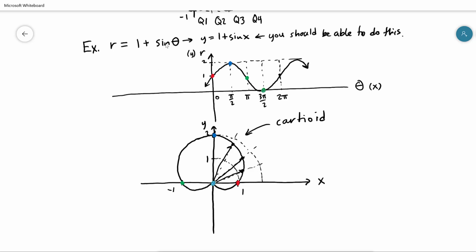If I just changed this thing to a cosine right here, I'd get the same shape, but instead of being oriented up this way, it would be oriented to the right along the positive x-axis. You'd get this whole thing basically just rotated 90 degrees down. So just keep that in mind. The difference between sine and cosine is just whether your shape is going to extend along the x-axis if you're dealing with cosines or along the y-axis if you're dealing with sines.